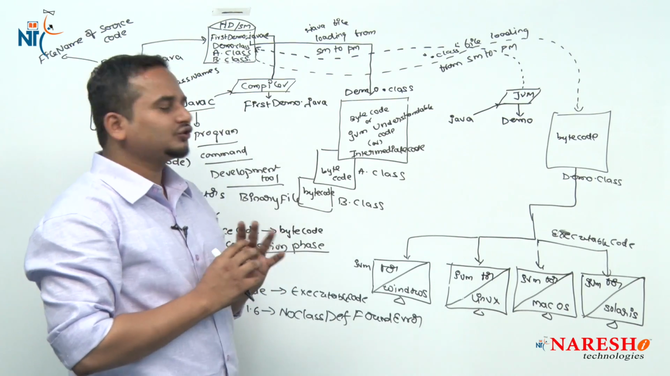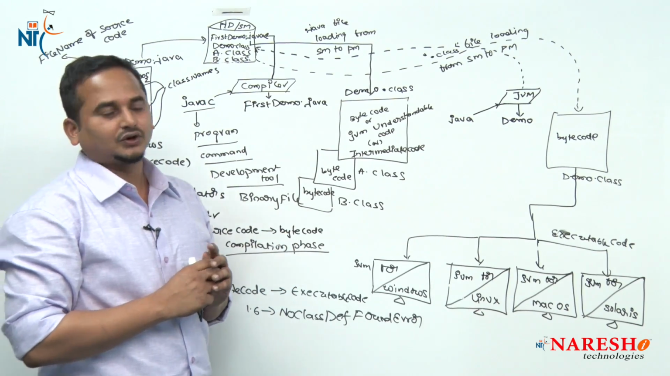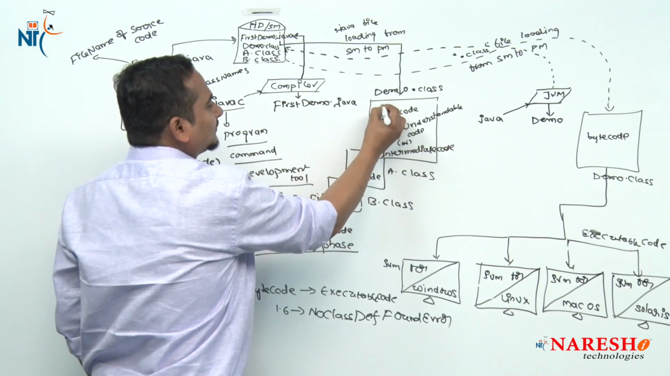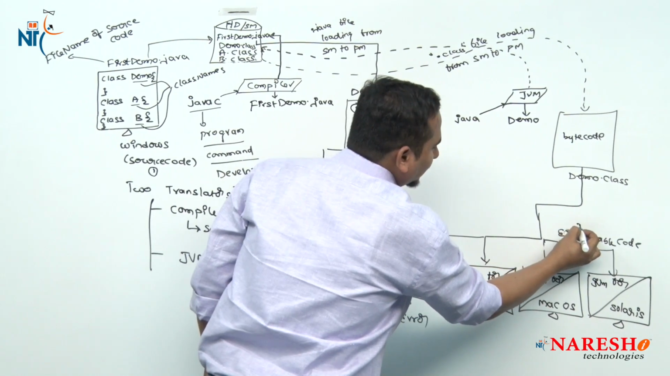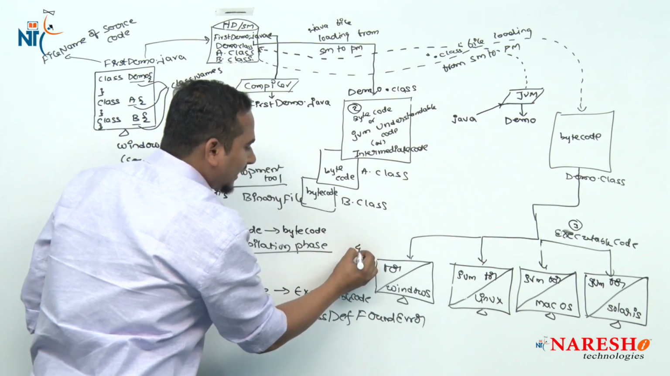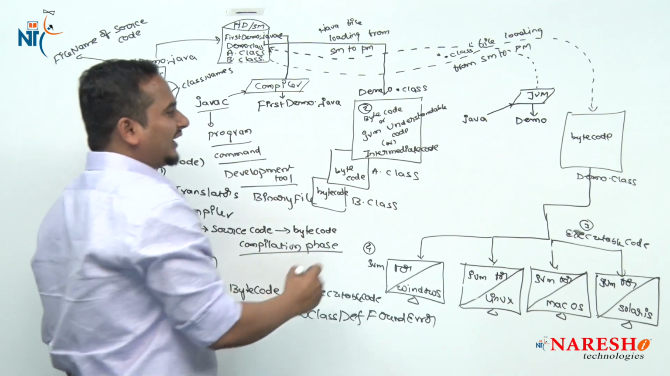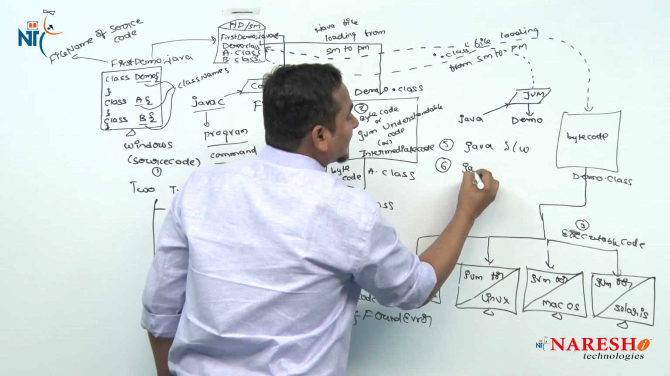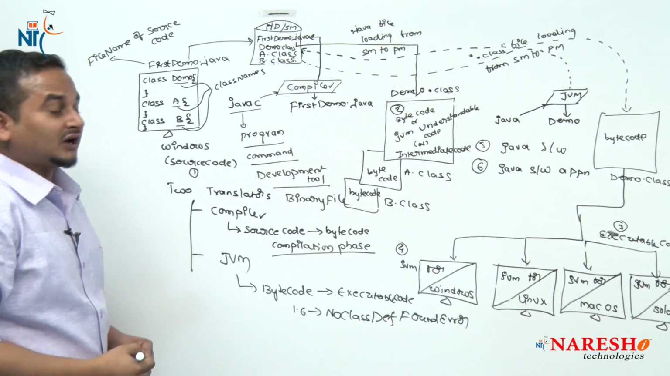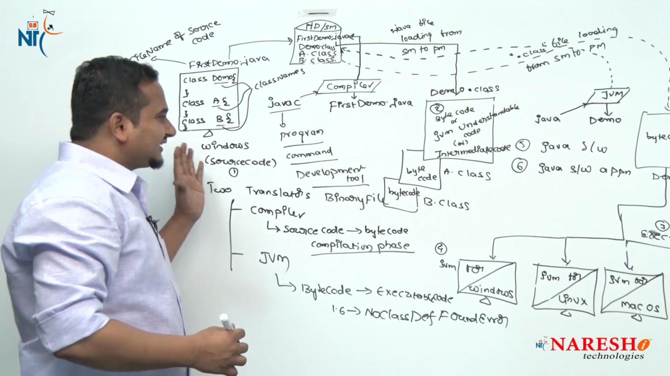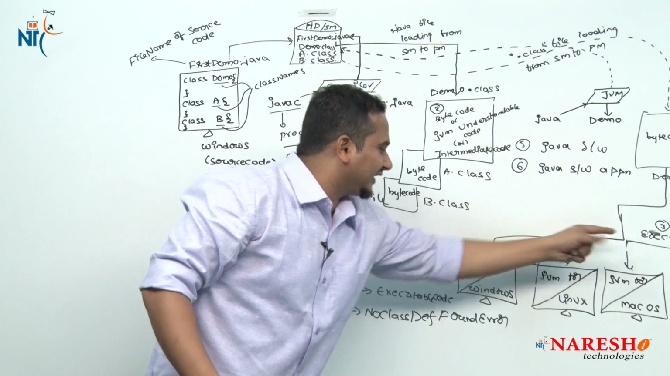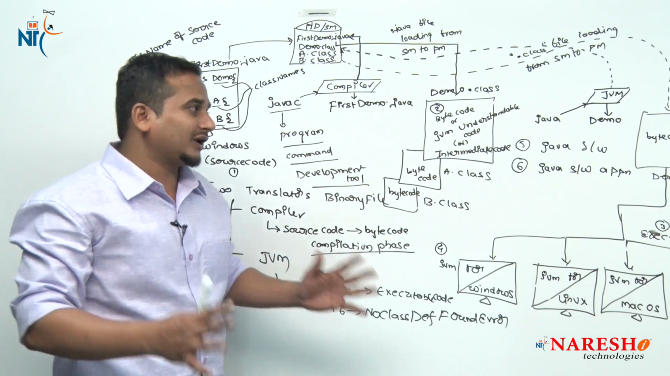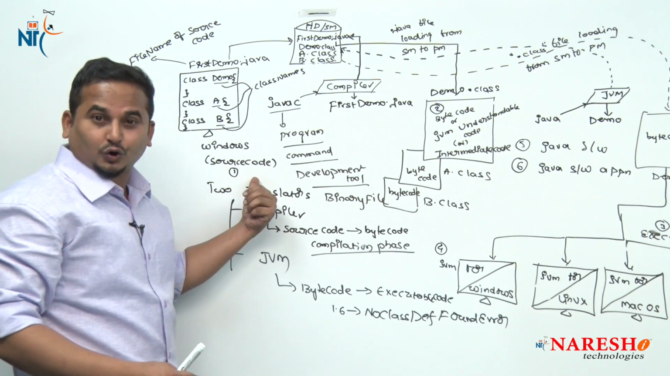Now here we need to talk about especially six things. One is source code, another is bytecode, another is executable code, the fourth is the JVM, the fifth is Java software, and the sixth is Java software application. Now, are all of these platform independent or dependent? Let me start with the concept of source code.